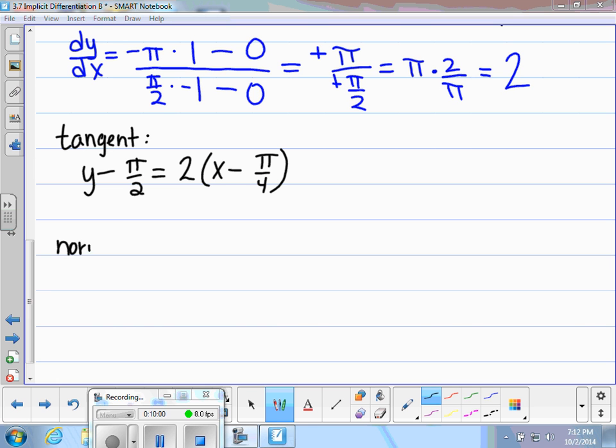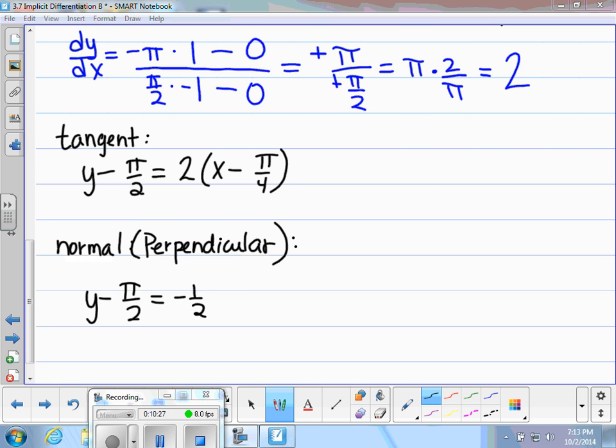The normal, which is just another word for perpendicular. Also orthogonal. So y minus pi over 2 equals, and this is where it changes, the slope. So the original slope is 2. I need the opposite reciprocal. So that's negative 1/2. Negative 1/2 x minus, and y was pi over 2.